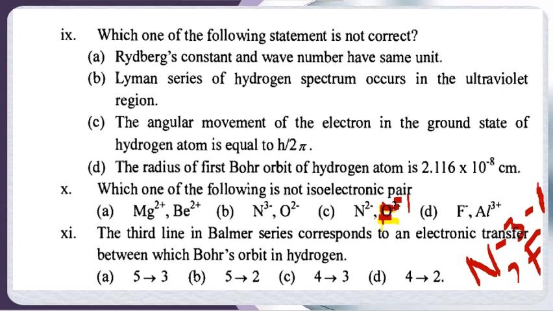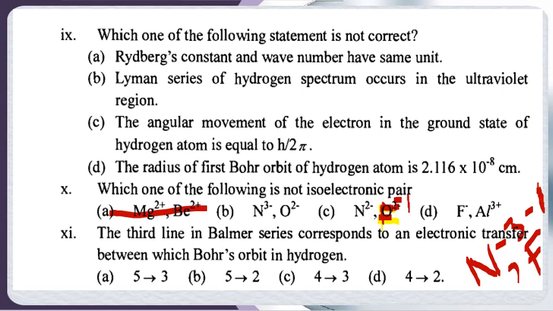Nitrogen with minus 3 and fluorine with minus 1 get 10 each, and fluoride minus 1 and Al plus 3 both will carry 10 electrons. The atomic number of fluorine is 9, while aluminium has atomic number 13, and after loss of 3 it becomes 10. So all these are isoelectronic except option A, that is Mg and Be.